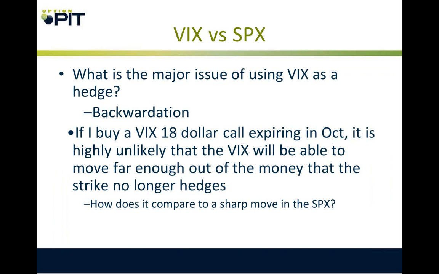So VIX versus SPX. What is the major issue of using VIX as a hedge? That's backwardation and contango. If I buy a VIX $18 call expiring in October, it is highly unlikely the VIX will be able to move far enough out of the money that the strike no longer hedges. Whereas with a sharp move in the SPX, the strike can stop hedging.